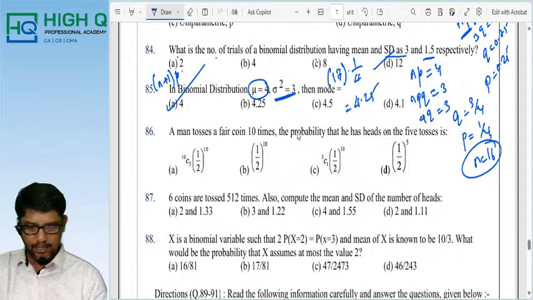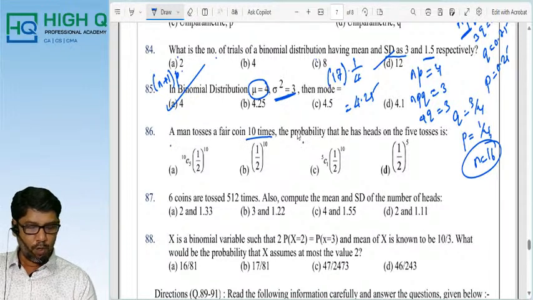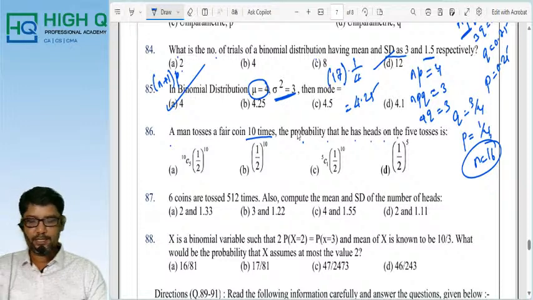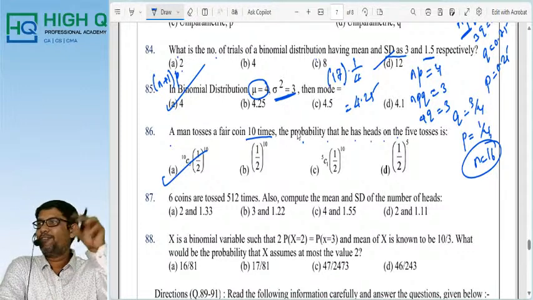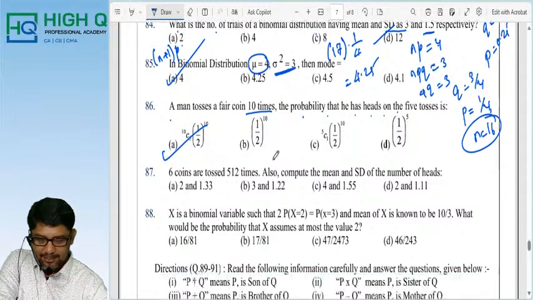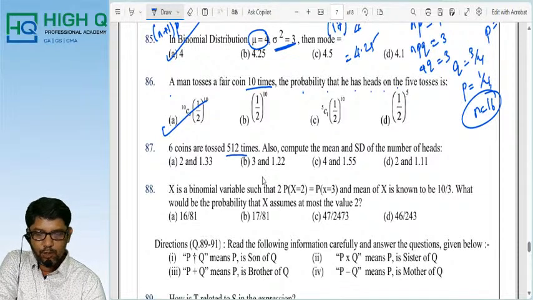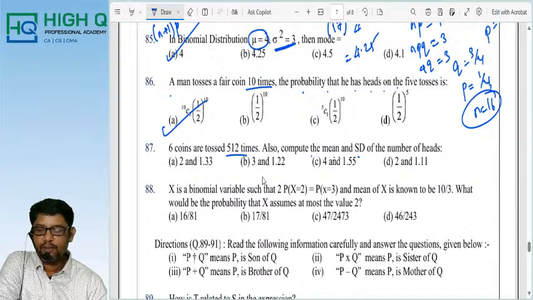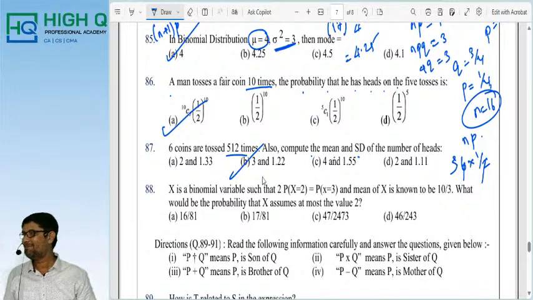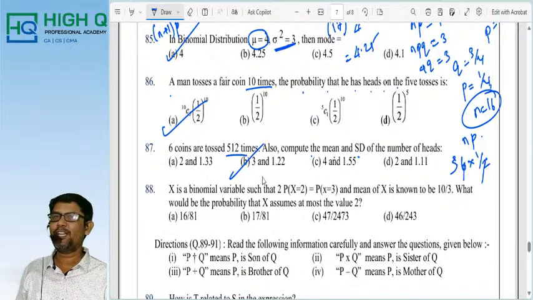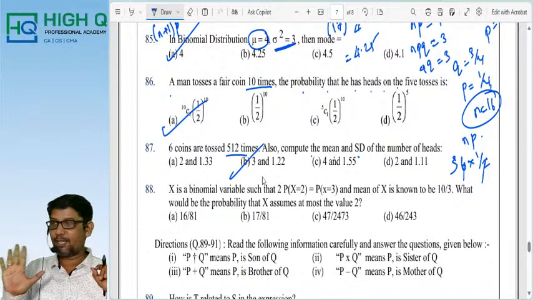Okay? Next. A man tosses a fair coin 10 times. What is the probability that he has heads on 5 tosses? Option A. See, I told you. 10C5 divided by 2 power 10. Direct answer. Now, 6 coins are tossed 512 times. Compute mean and standard deviation for the number of hits. Mean is NP, 6 into 1 by 2, 3. Only one option has got mean as 3. Direct answer. Why waste our time? Sir, what about the 512? It is 512 times, but only how many coins are tossed? Only 6 are tossed.